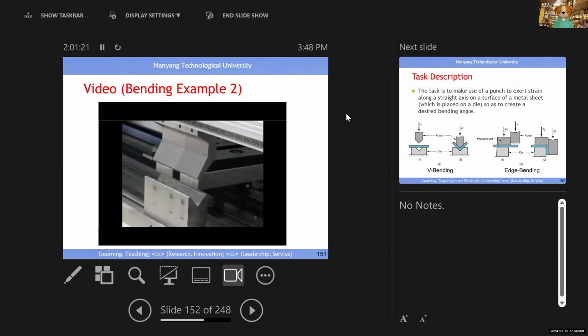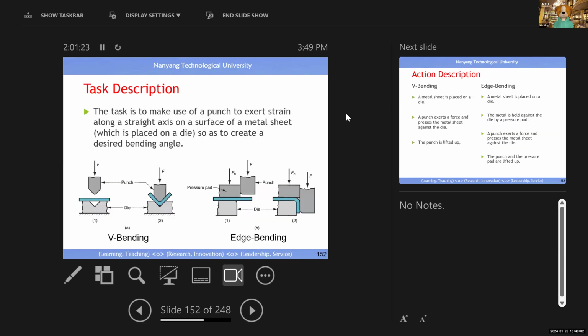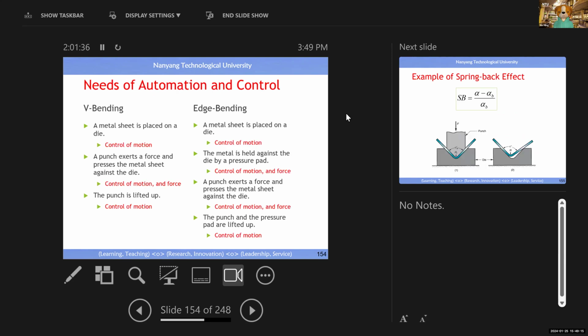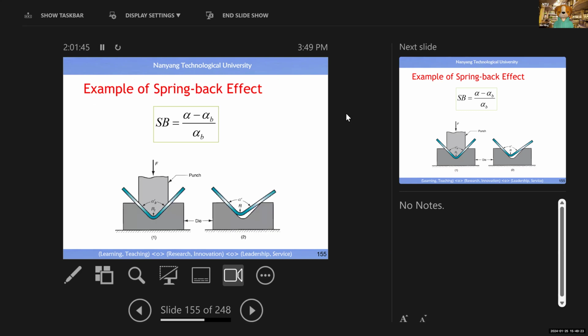Okay, so you already know how to change the geometry of a metal sheet, right? So then you see the illustration here. Then based on the V bending, H bending, the action will be slightly different, right? But for us, we just look at the motion control, force also involved, right? Because there's an action force there. So motion force, right? Quite straightforward.